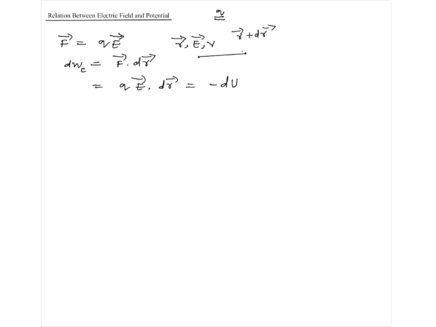And dV is dU by q. So we can take this to this side. E dot dr will be minus dV. That's it. Look at this. V on one side, E on the other side. So we should be able to get what we are looking for. Let me write it this way and then integrate.